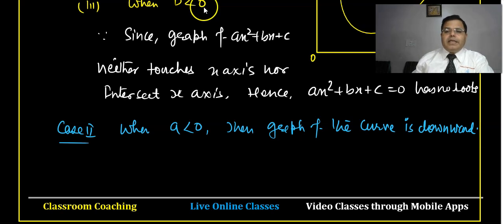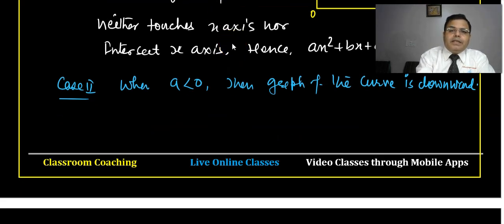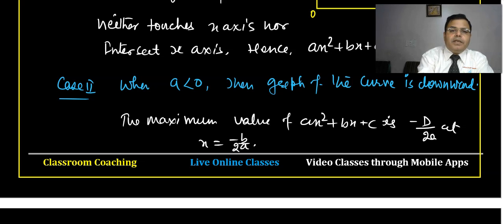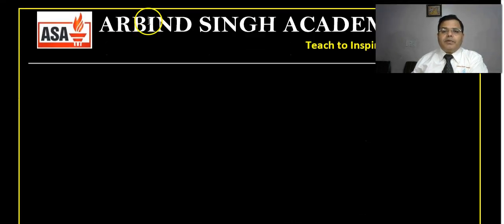Right, now in that case, the graph will be downward, and the maximum value will be there. The maximum value of ax square plus bx plus c is minus D by 4a, at x is equal to minus b by 2a, right? Write it at x is equal to minus b by 2a. So remember this, and now let us plot the graph of all these functions.